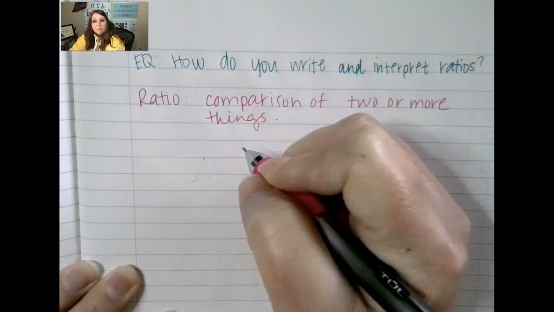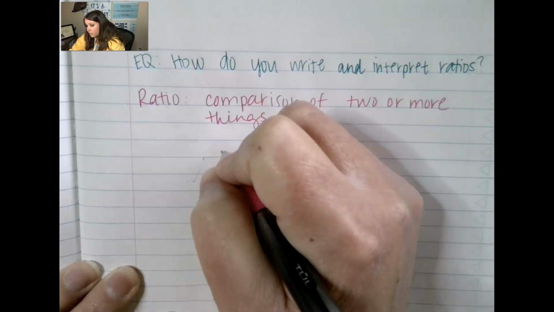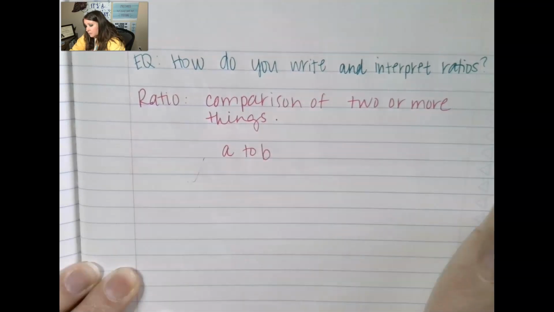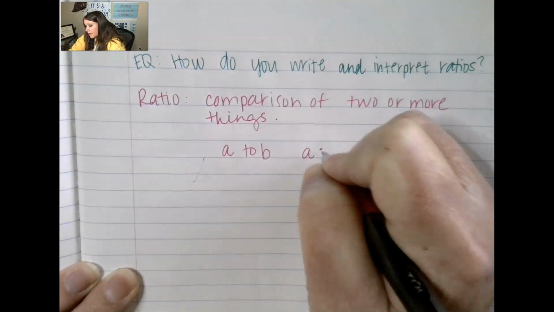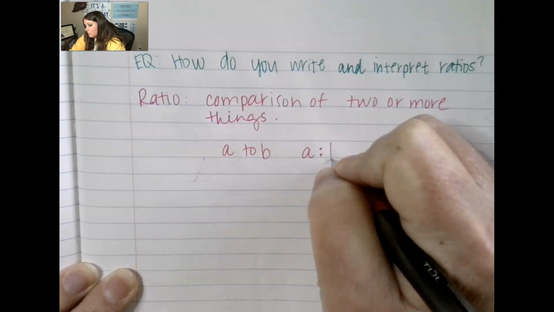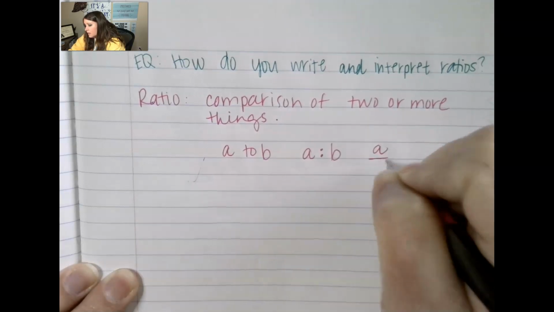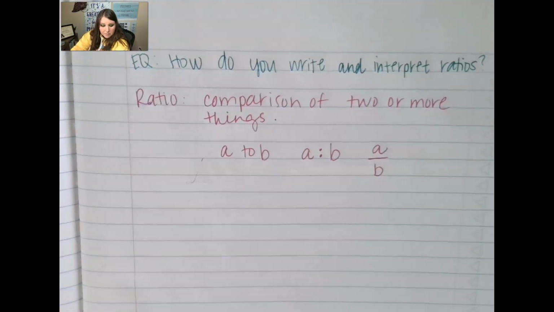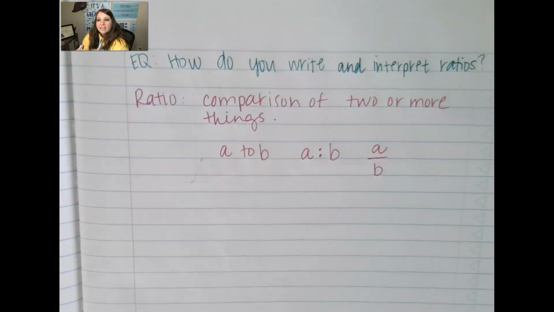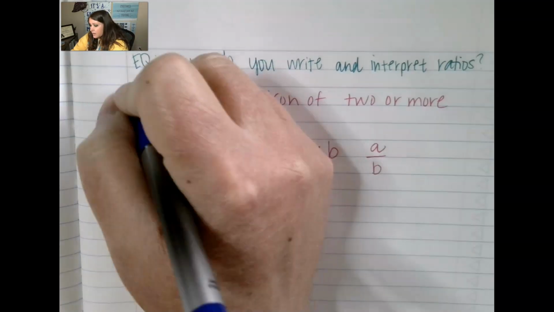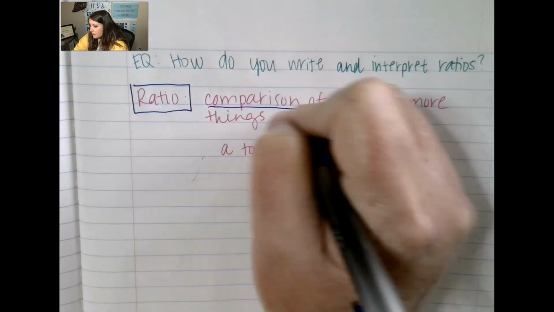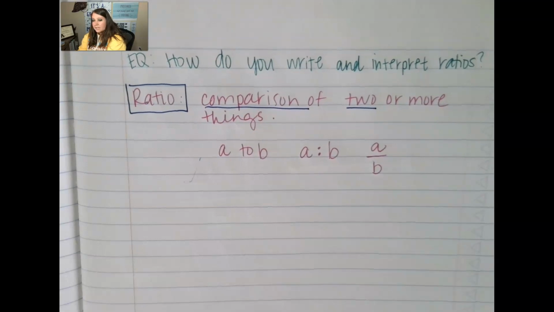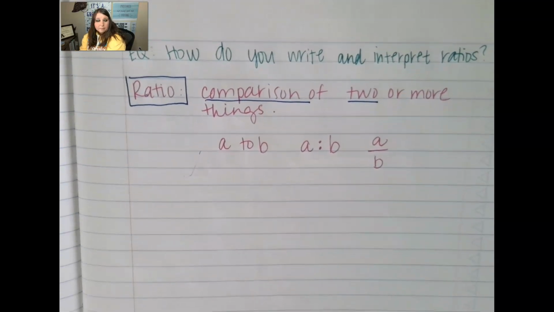We can compare them by writing with the word to, like A to B. You could have used a colon, as A colon B, or we could have written it as a fraction, A out of B. So if you remember back to the past, it is a comparison of two or more things. And then these are your examples here of how to write them.